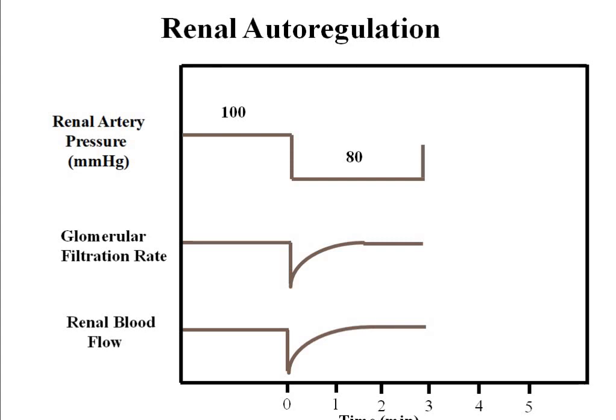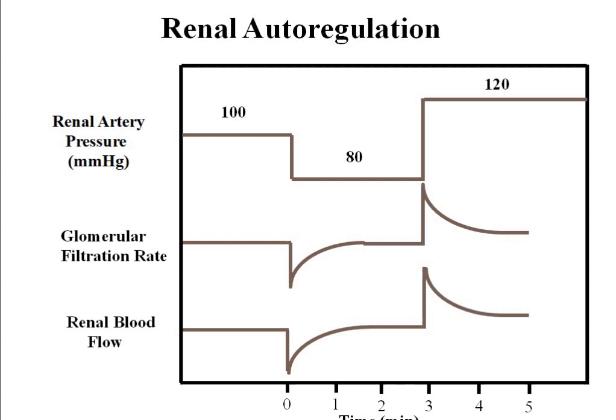On the other hand, if the arterial pressure increases to, suppose, 120, initially there will be just a brisk rise in GFR and renal blood flow, but immediately it will again be maintained at its normal value. So autoregulation is a very important function which tries to maintain GFR and renal blood flow at the normal values. So how is it being done?